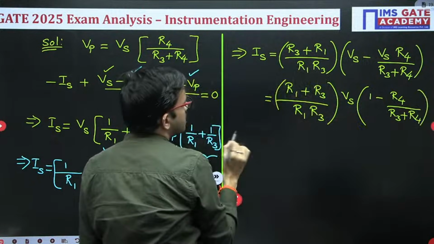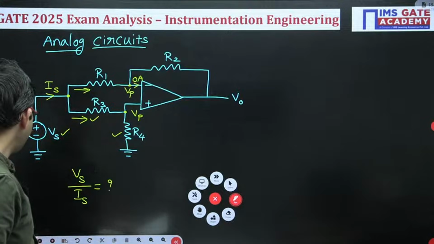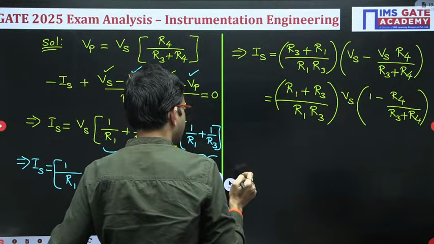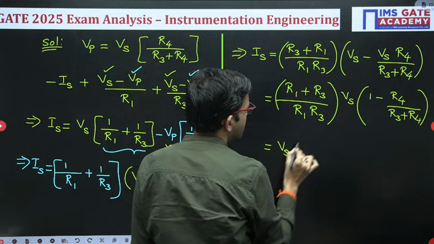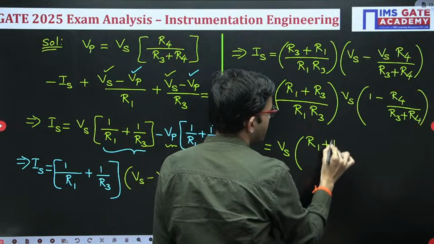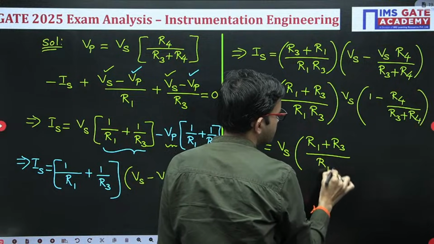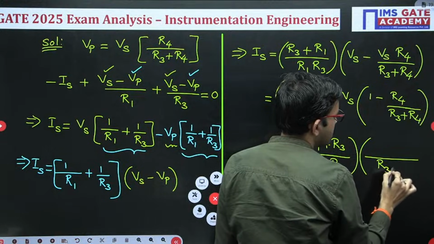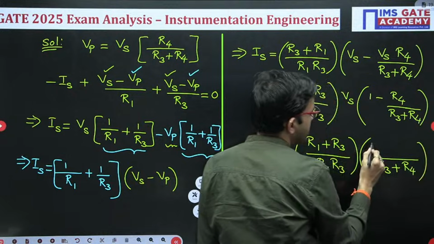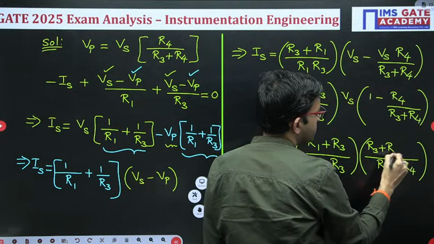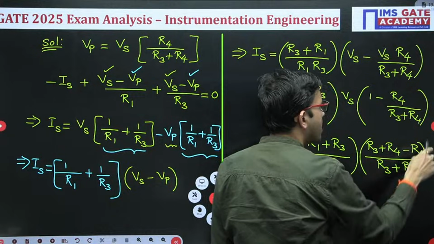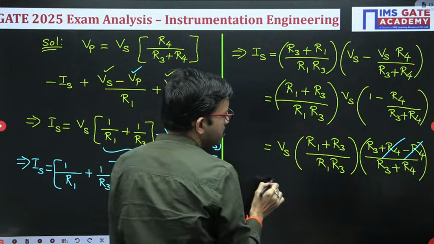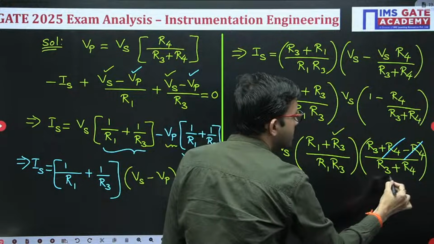Next, from here we are supposed to calculate Vs by Is. So no problem, I will write in the next step. Up to here, Vs I am keeping this side, R1 plus R3 divided by R1 R3. Then here you can do simplification. Denominator LCM is R3 plus R4. Numerator you are getting R3 plus R4 minus R4. So here R4 is getting cancelled, correct?